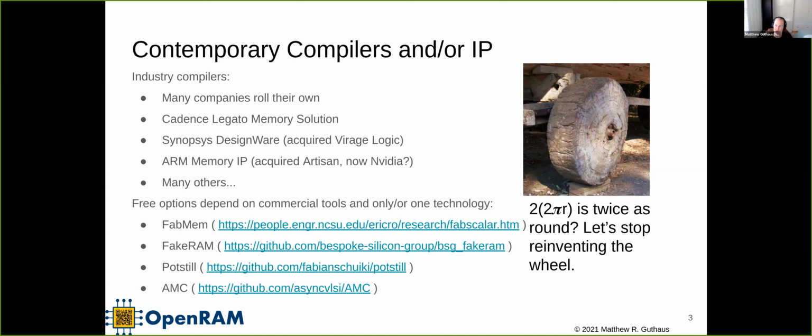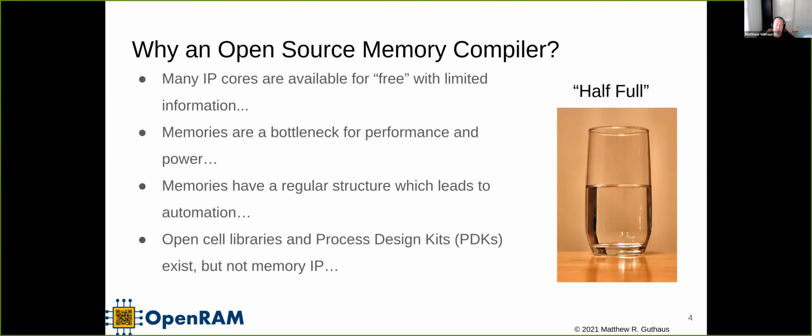Like they didn't have control logic in the case of pot still, or they were for one technology, or they relied on commercial tools to do the design, like with skill and cadence. And so we wanted to address that. Now, I always like to think of this in terms of being an optimist and a pessimist.